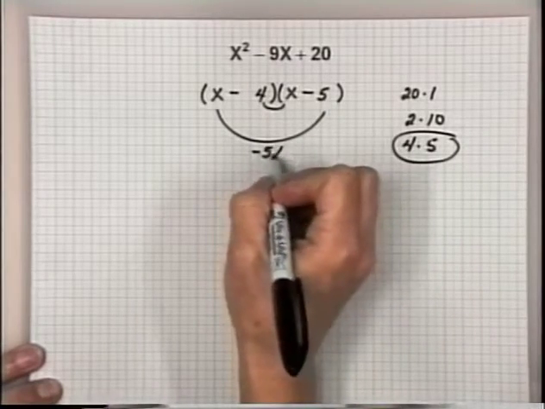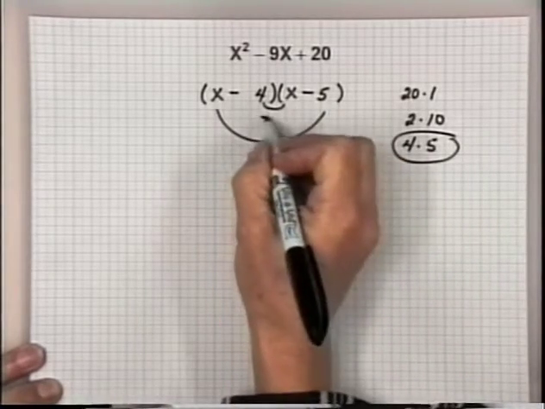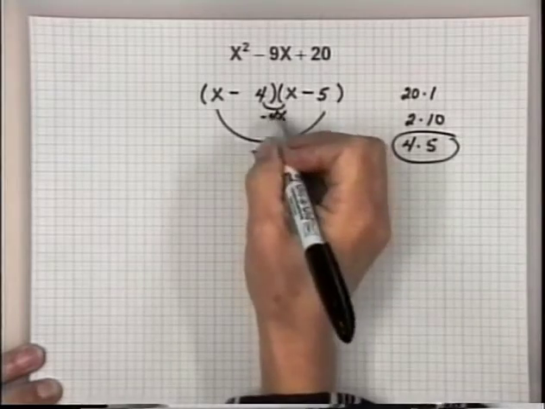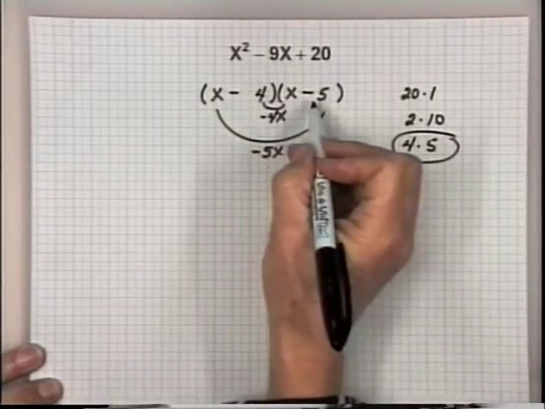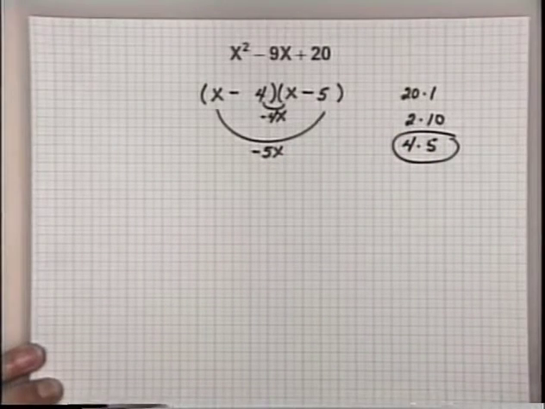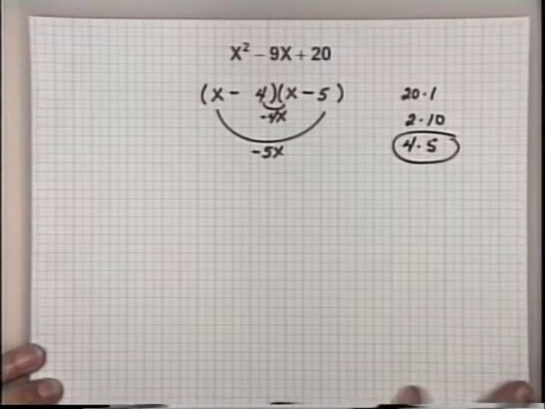Our outside product is negative 5x. The inside is negative 4x, which does add up to negative 9x. And negative 4 times negative 5 is positive 20. So the factors are x minus 4 and x minus 5.